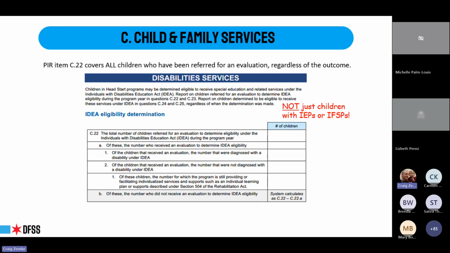So at one point they decided that they were going to come back and ask these as follow-up questions anyway, so why not make everybody's life simpler and just add them to the PIR. So now they are added to the PIR. So we're not just asked about children with IEPs or IFSPs, they're asking us the total number referred for an evaluation, and of those, the number who received one to determine eligibility under IDEA, the Individuals with Disabilities Education Act.